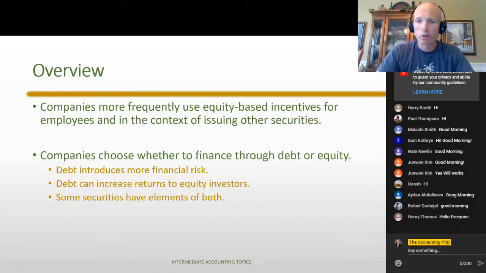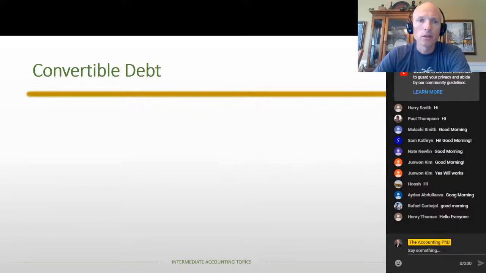There are securities that we're going to talk about that have elements of both. So they have elements of debt and elements of equity. We're going to talk about those in this chapter. All right, convertible debt. That's the number one, probably the most common type of security that has elements of debt and elements of equity.